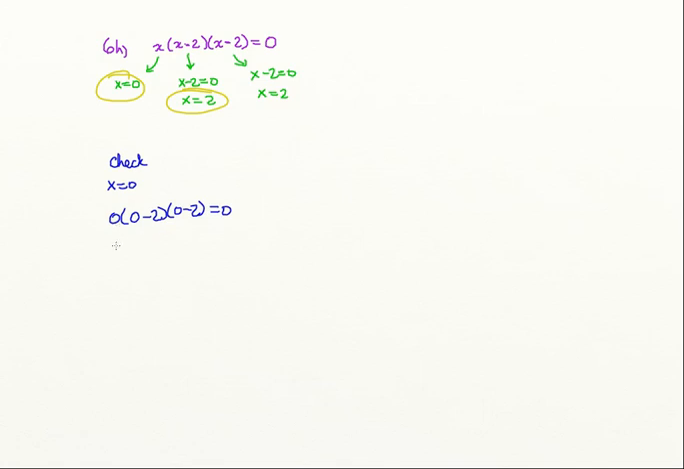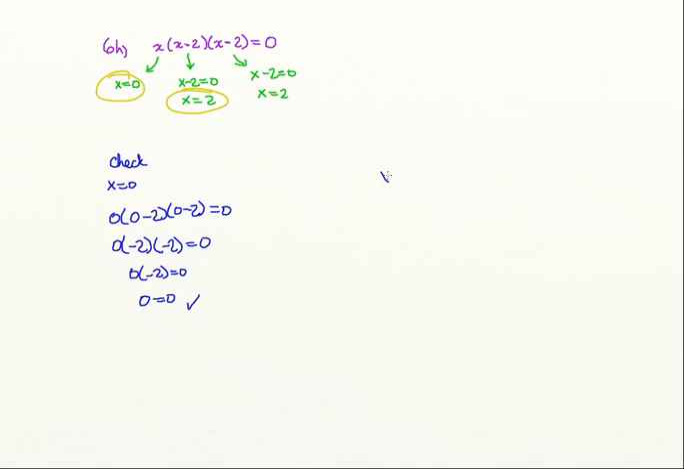I have 0 times, that's just going to be 0. 0 minus 2 is negative 2. 0 minus 2 is negative 2. 0 times negative 2 is 0. And 0 times negative 2 is 0. So that is true. 0 does equal 0. So that is true, which means x equals 0 is an answer.